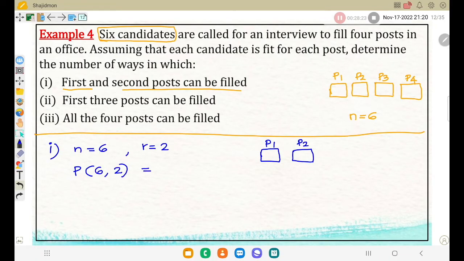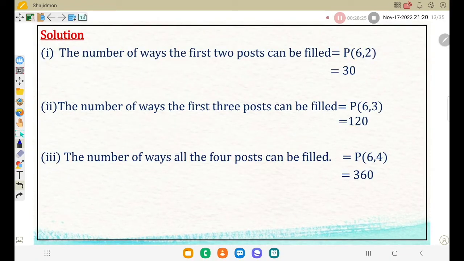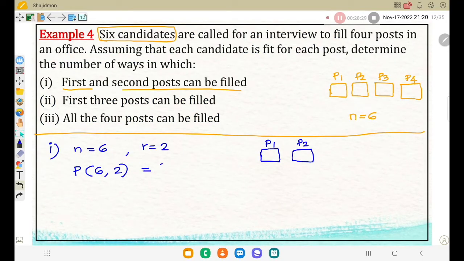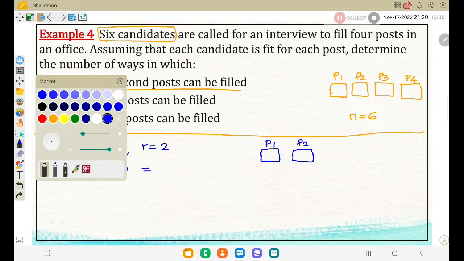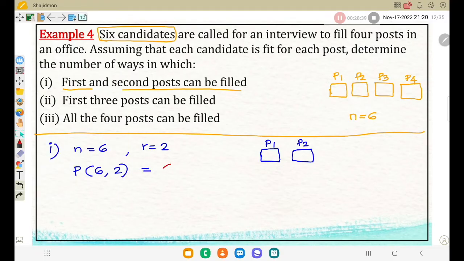You can check the answer. What is the permutation of 6 and 2? It is 30. The answer is given here. You can check in the calculator also, so in total you get 30. Correct? You know how to enter 6P2 in the calculator. Correct? How do we enter it in the calculator? 6 permutation 2, like this. So you will get 30. Hope you understood that one. So this is one way we are doing it.